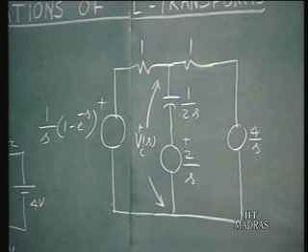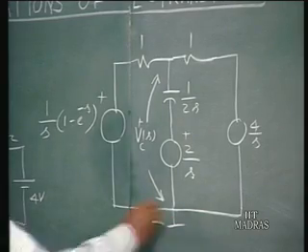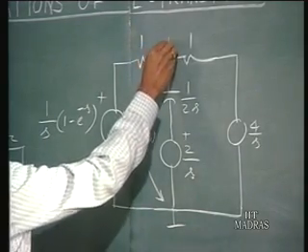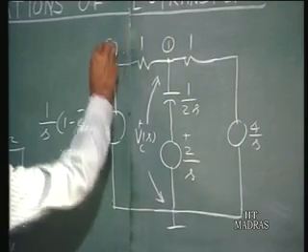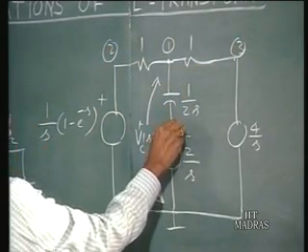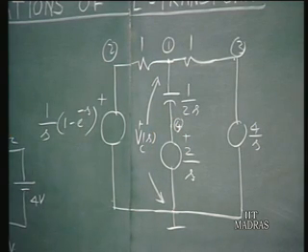Now, a simple way of solving for this would be to take the node equation approach, take this as the datum node, and call this 1, this as 2, this as 3, and perhaps this as 4. And therefore, if you find out the voltage of node 1, that will yield you the capacitor voltage, which is the voltage of node 1 with reference to the datum node.